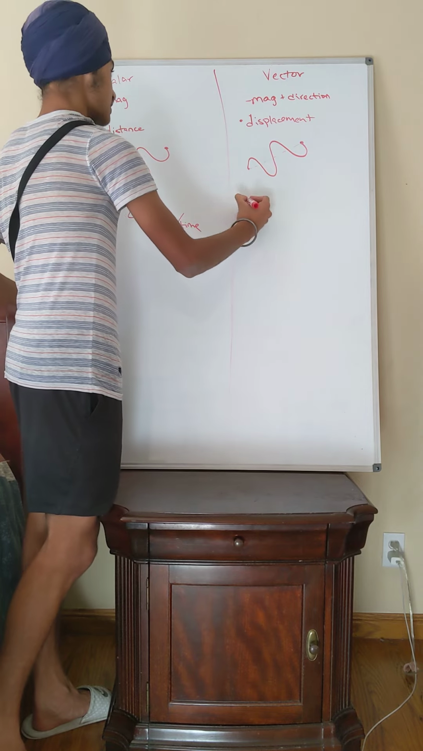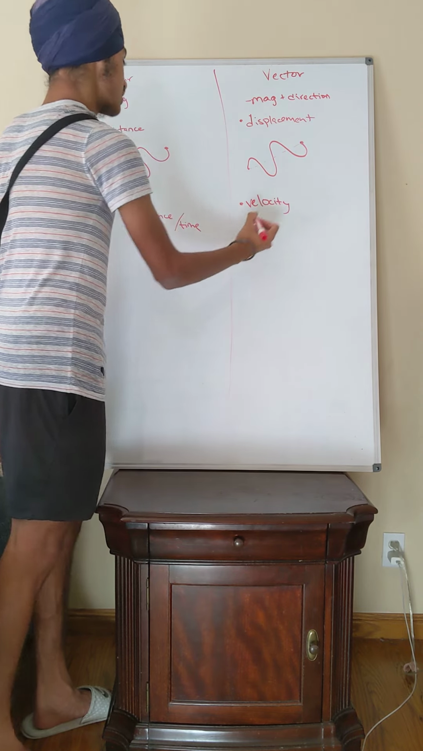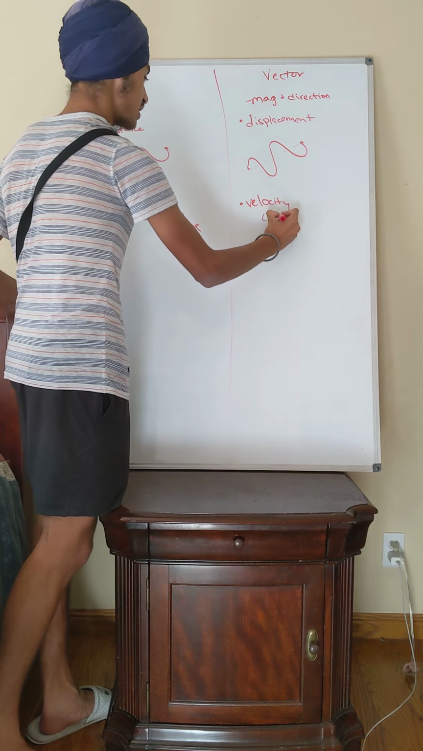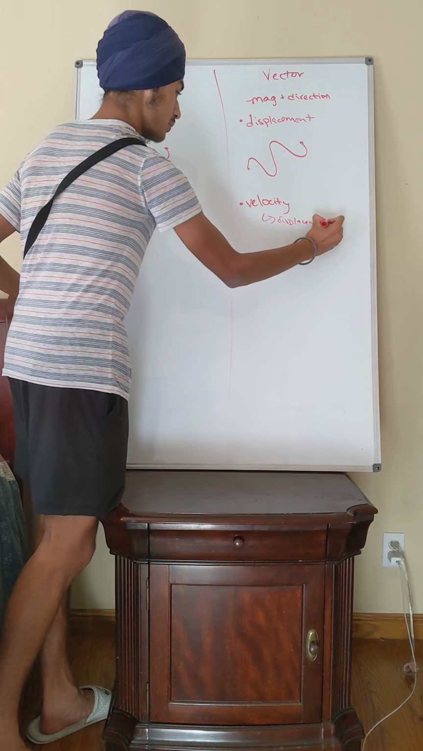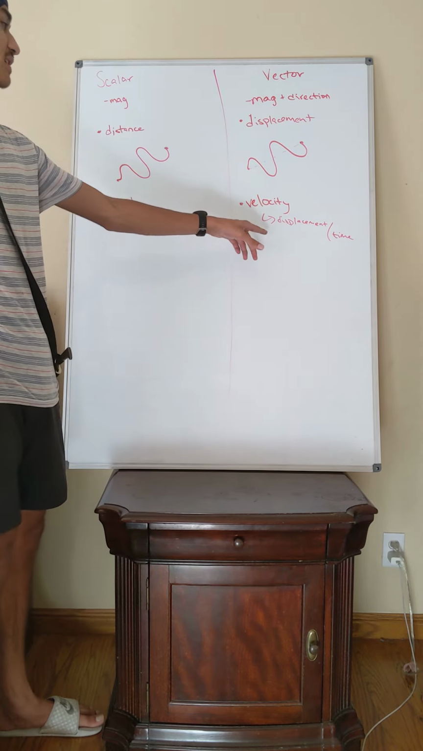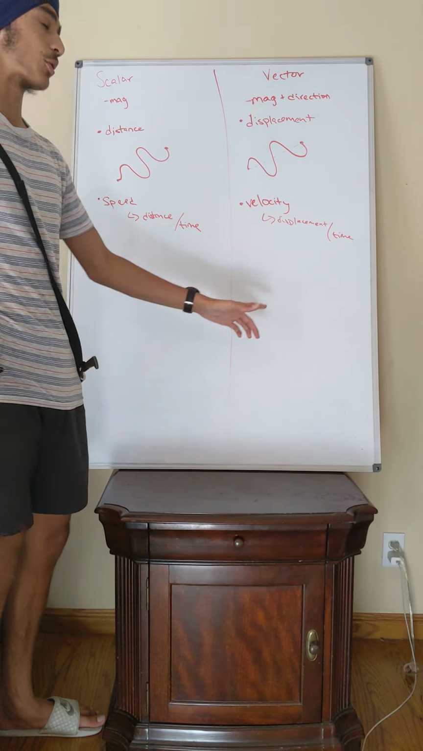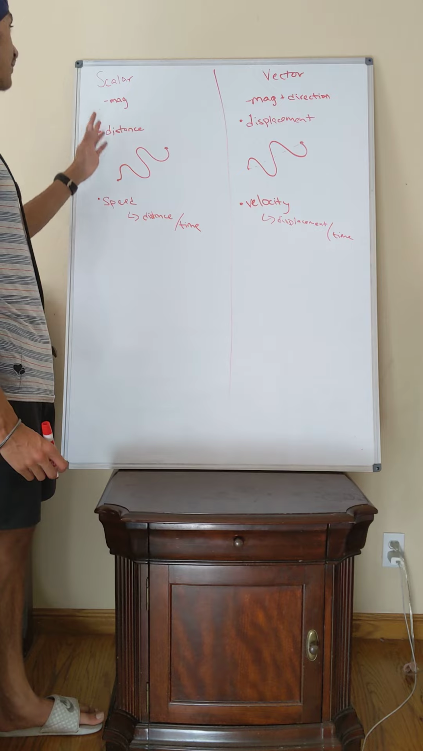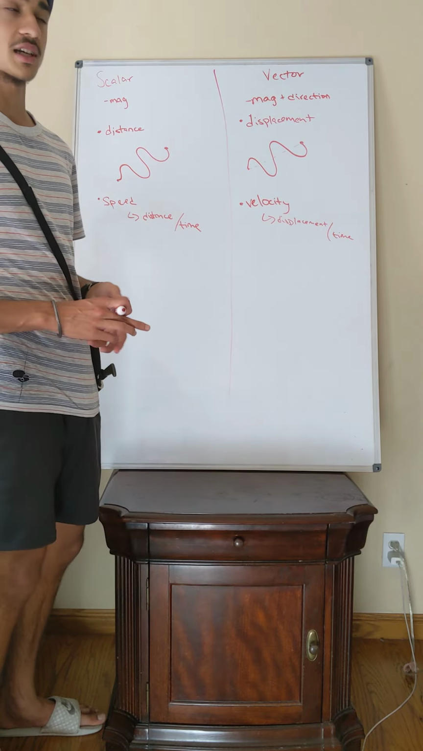The next one, in the vectors, is velocity. And this is really similar to speed. The only difference is it's displacement over time. And so you can see, because it has displacement, this is also going to have a direction. So that's why it falls into the vector category. Whereas speed is only going to have the distance over time, which is only going to have the magnitude, and there's going to be no direction attached to that.